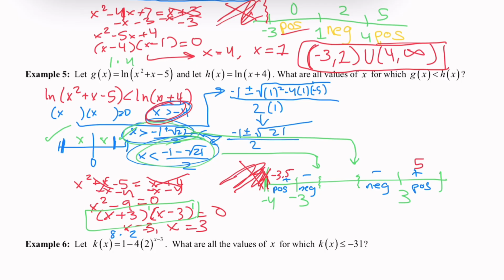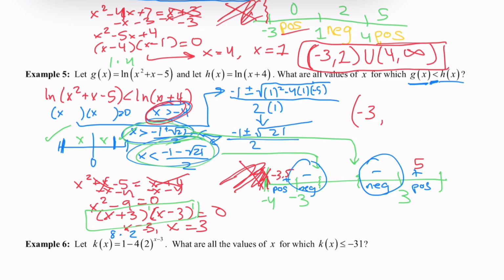And we want to know where g of x is less than h of x. So we're looking for the negative sections. So it looks like our answer is going to be -3. We're not going to count it because look at that, it's not equal.